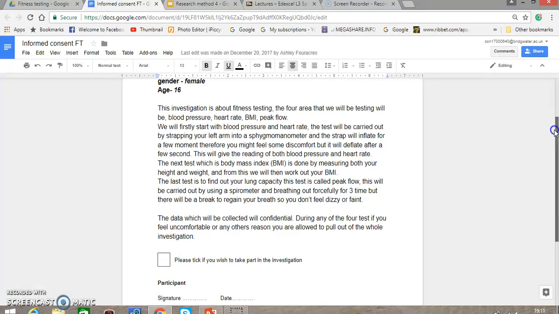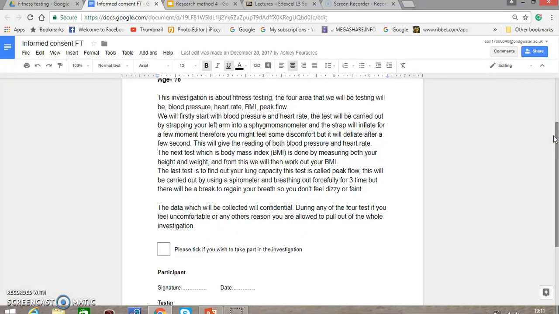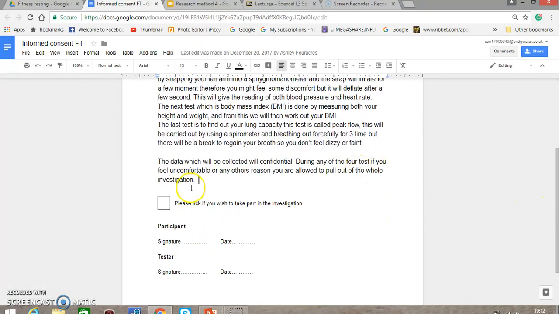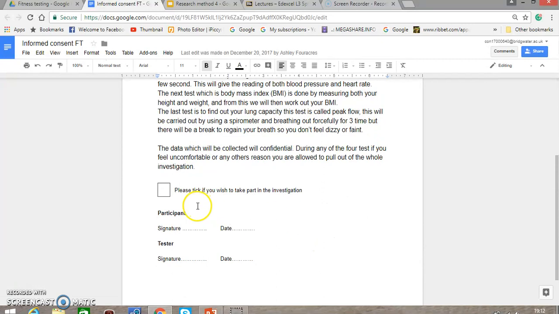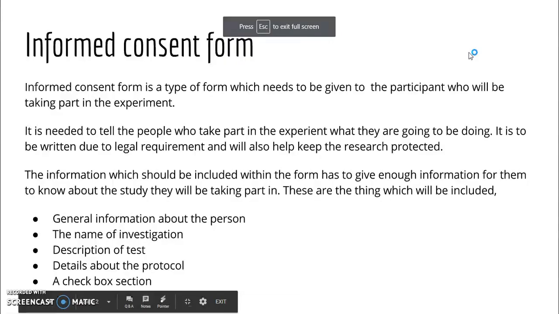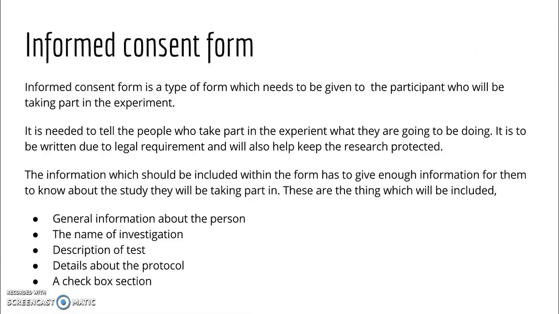Then I've gone down into a protocol of blood pressure, heart rate, BMI, peak flow. I've stated what they were doing, and down here I've said it's confidential, and I've said during any of the 4 tests, if you feel uncomfortable or for any other reason, you are allowed to pull out of the whole investigation. Therefore, after that, if they're happy, they will tick this box here, and then I have a sign and date for both participant and tester.